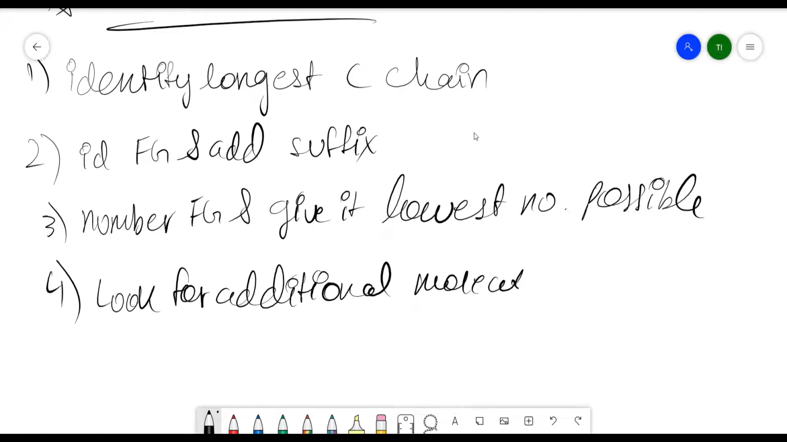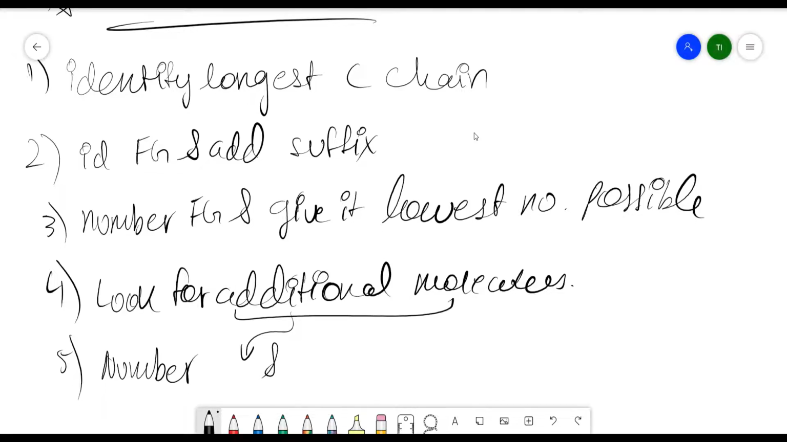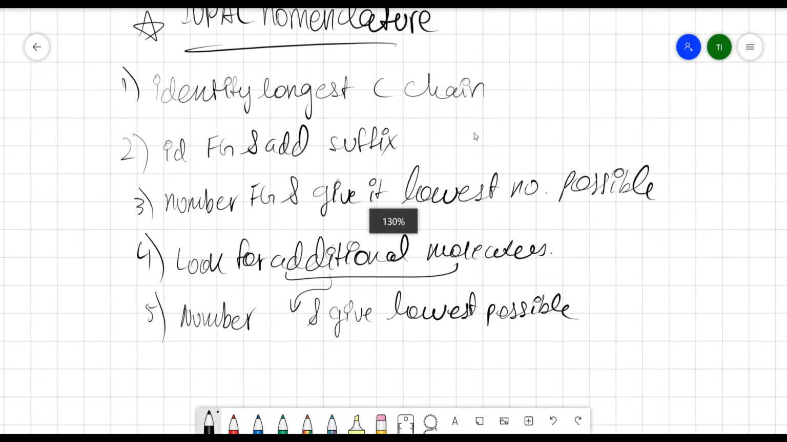And name them. Fifth one is number the additional content. This additional molecules, number them, and give the lowest possible. And lastly, just bring it all together. So that is the IUPAC nomenclature.